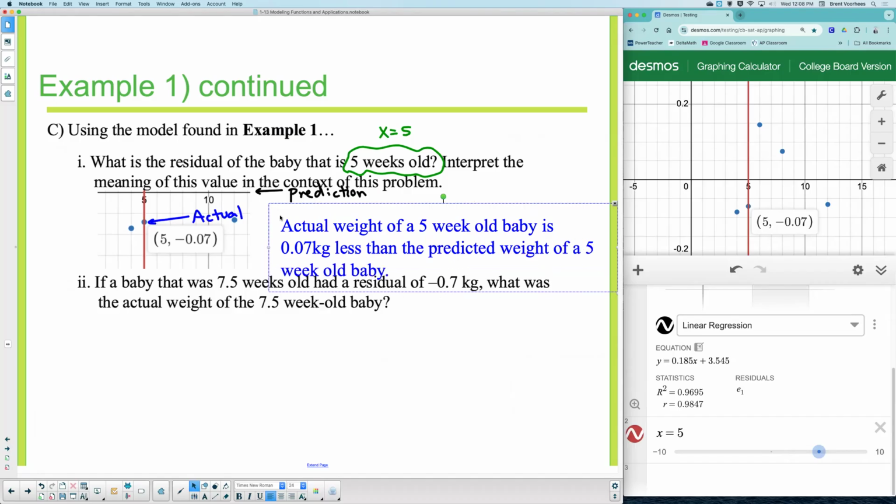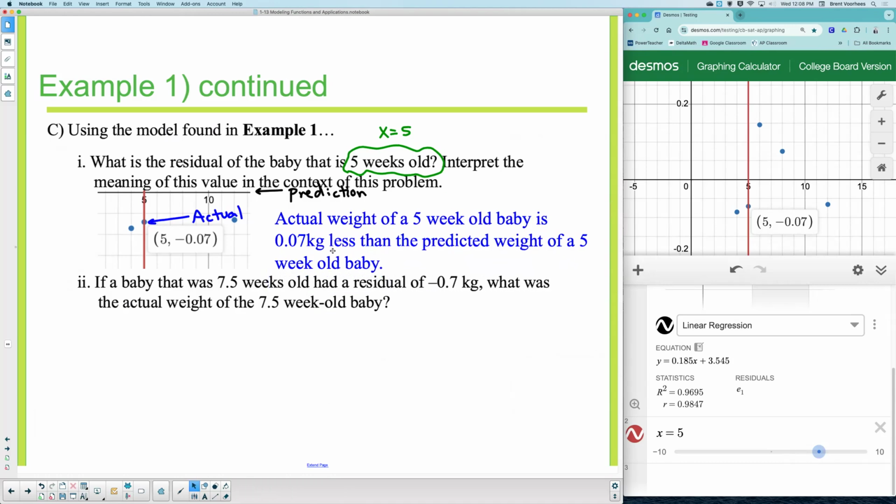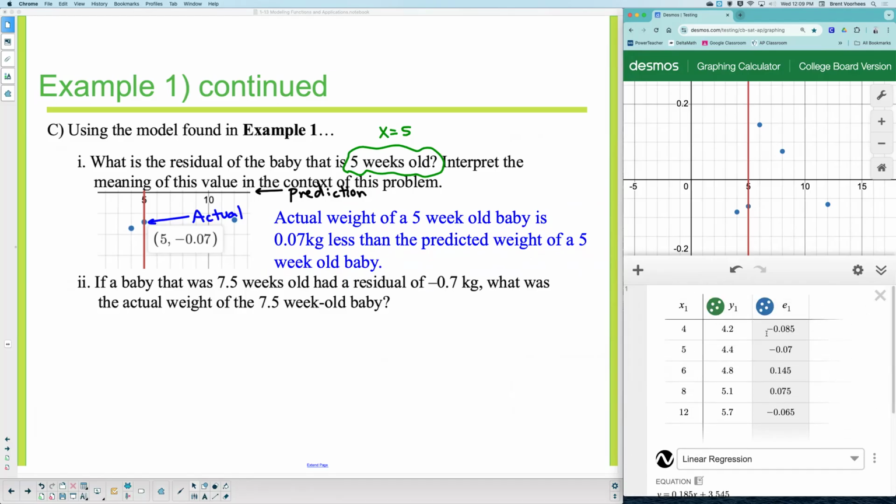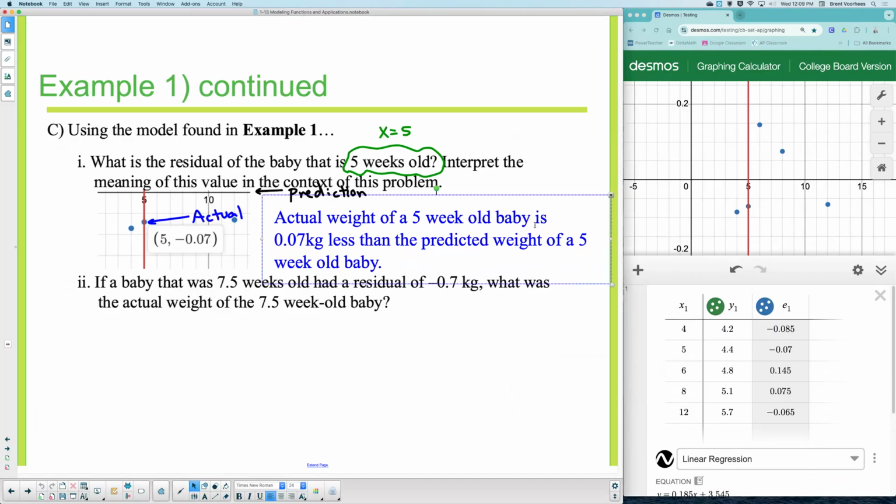Okay, just to be clear, look on the original table. What was our actual data for a baby that was 5 weeks old? What was our actual data? 4.4. So the actual weight of a 5-week-old baby, I'm going to put this in parentheses, is 4.4 kilograms. Is 0.07 kilograms less than the predicted weight of a 5-week-old baby. So what would be the predicted weight of a 5-week-old baby?